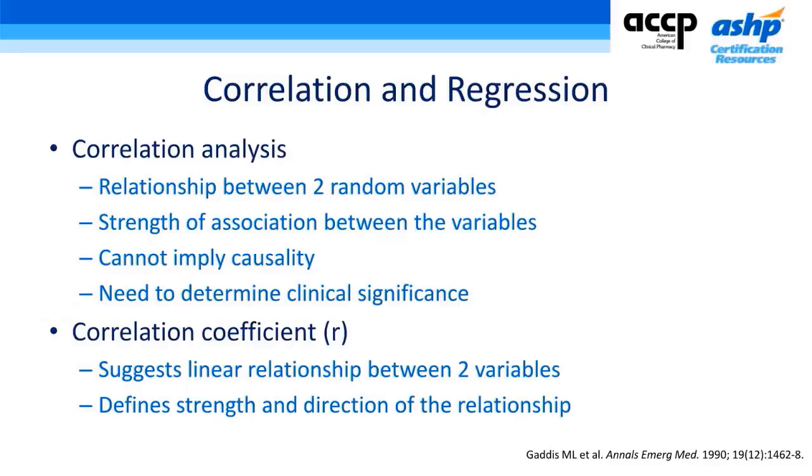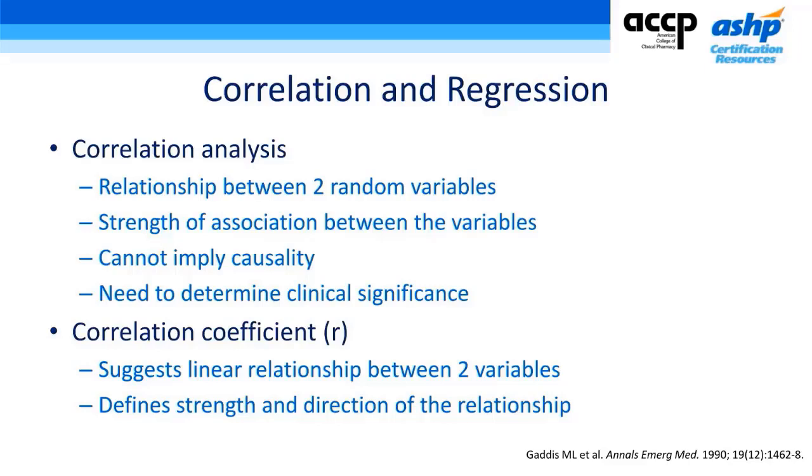So question 11 was to help us start thinking about correlation and regression. So let's talk about these in the next few slides. Correlation analysis is the relationship between two random variables. With a correlation analysis, you can help identify the strength of the association between the variables, but you cannot imply causality.